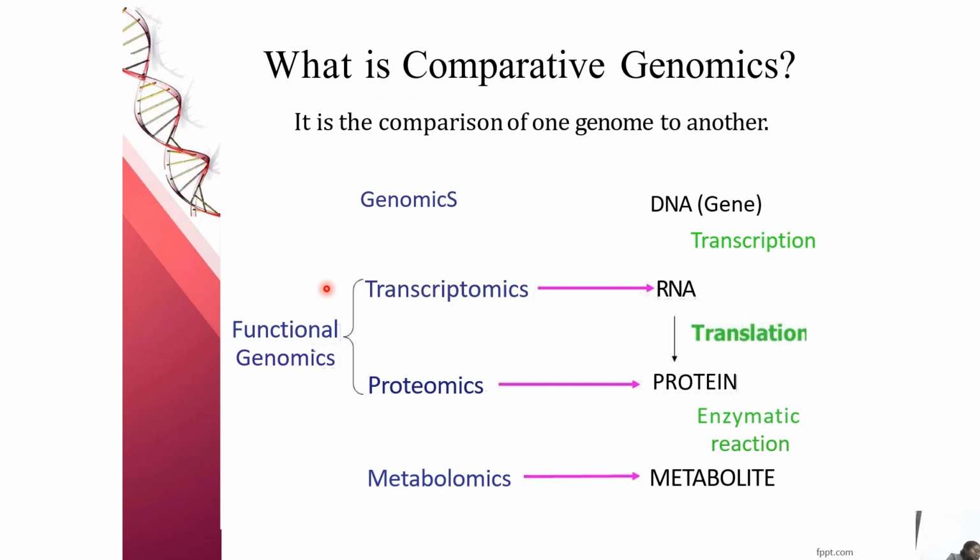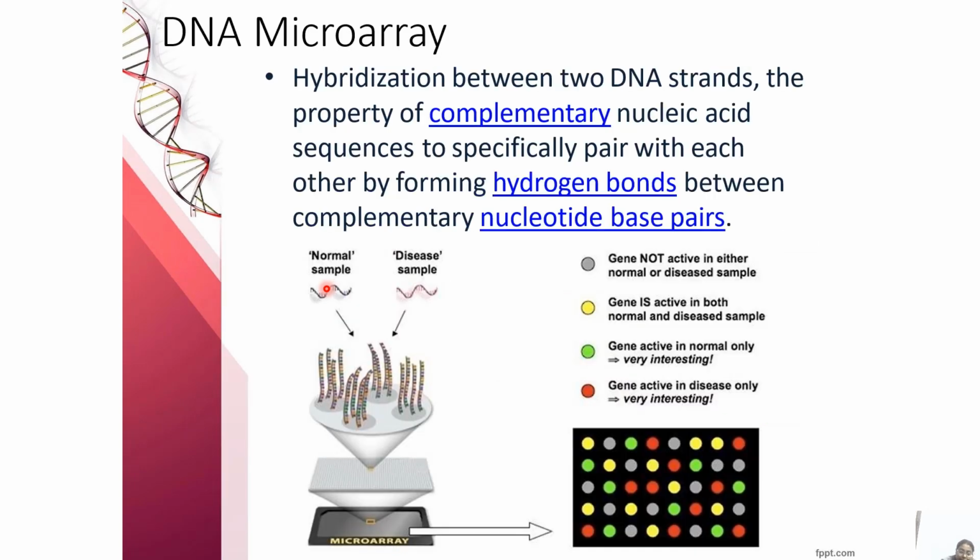And what is comparative genomics? It is a comparison of one genome to another. Transcriptomics will be basically RNA, the mRNA transcripts. Proteomics will obviously be talking about the entire protein set. Metabolomics will be the entire metabolite set. Then we can talk a little bit about DNA microarray experiments as well.